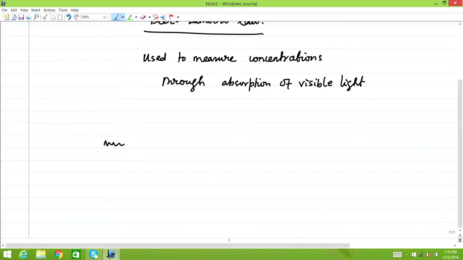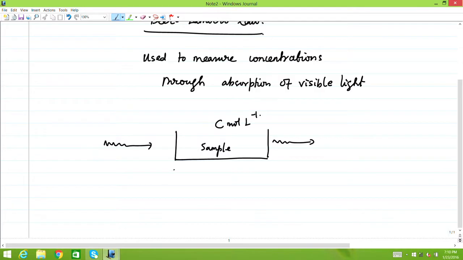Suppose we have light falling on a sample tube containing the sample, and let the concentration be C moles per liter, and let the length of the spectroscopic cell, the cell of the spectrophotometer which we use to measure the absorption and also take the spectrum, be L centimeters. It is usually 1 centimeter or even less than that.